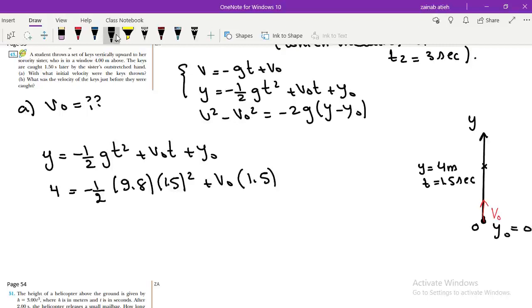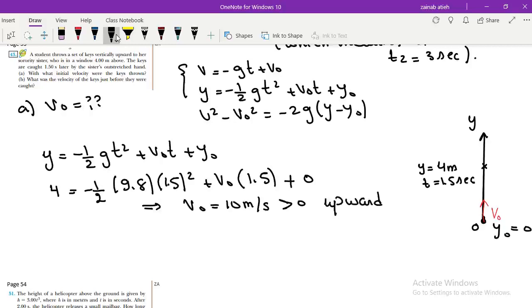y0 is 0 plus 0. You can calculate it. You will get v0 equals 10 meters per second. As you can see, v0 is positive. This means that the keys were thrown upward. It is correct, because if they were thrown downward they would not have reached there, so it would be wrong. So physically it must be positive for them to go up there. They were thrown upward.